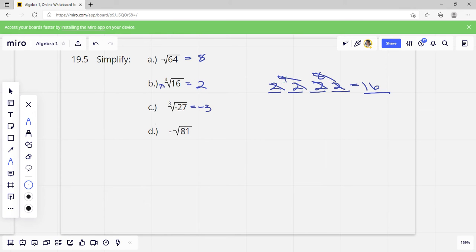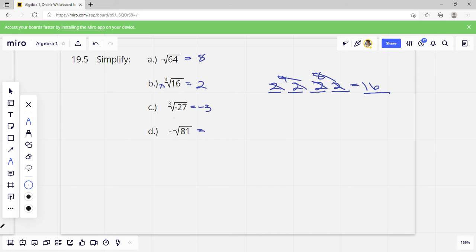Alright, and I think I'm missing the little number that's supposed to go on there. Where was it? Alright, that was supposed to be the 4th root? No, just negative 81. What's the square root of negative 81?